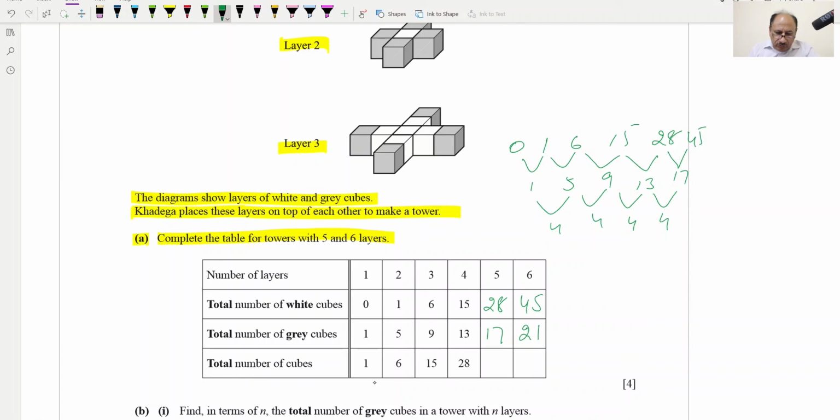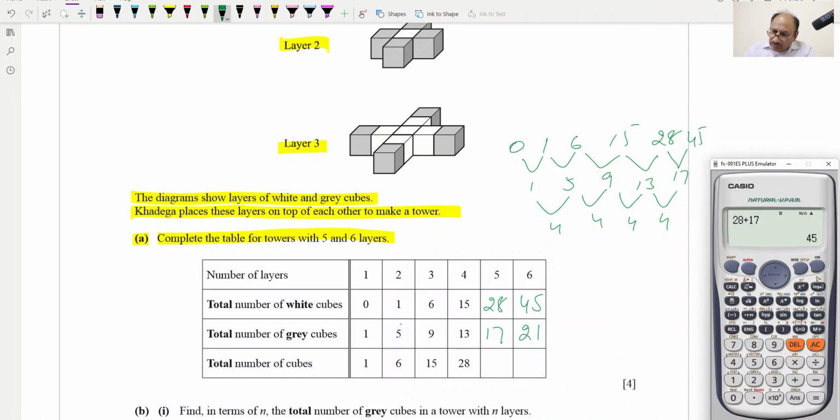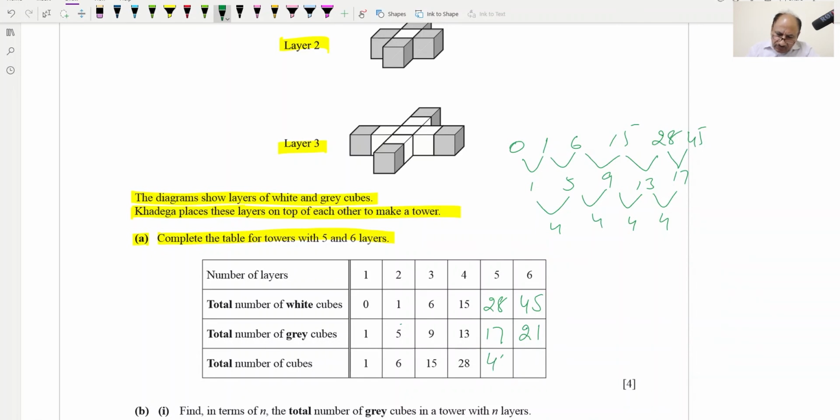Total number of cubes, we will be adding basically these two, resulting in 15, and adding these two results in 28. Now we can add 28 plus 17, what will that be? We can check, 28 plus 17 is 45, we just calculated, and 45 plus 21 will be 66. So we can write here 66.